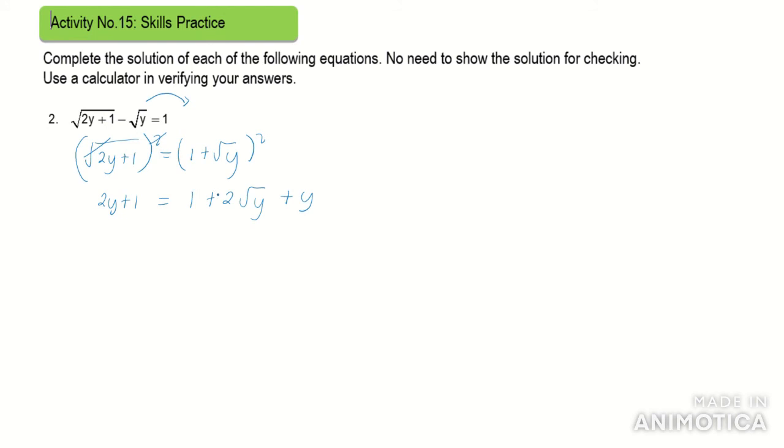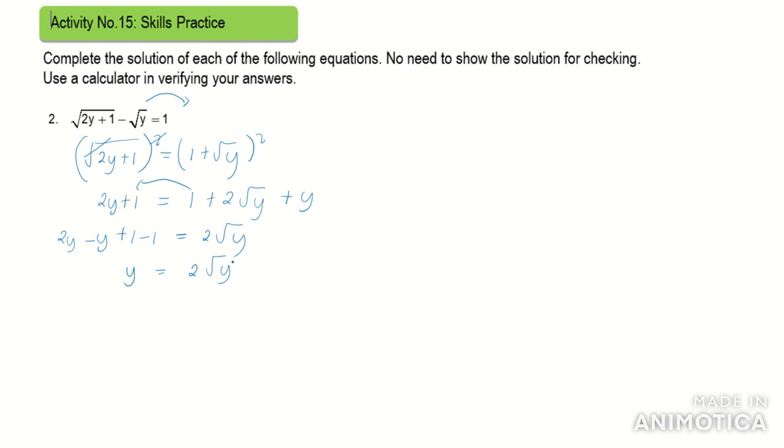Okay, then we have a radical left here. So what we are going to do is transpose 1 and y to the left side so we can isolate 2 square root of y. So we have here 2y, transpose, we have negative y plus 1, then we have minus 1 is equal to 2 square root of y. 2y minus y is equal to y, and 1 minus 1 is equal to 0. Then we have 2 square root of y.